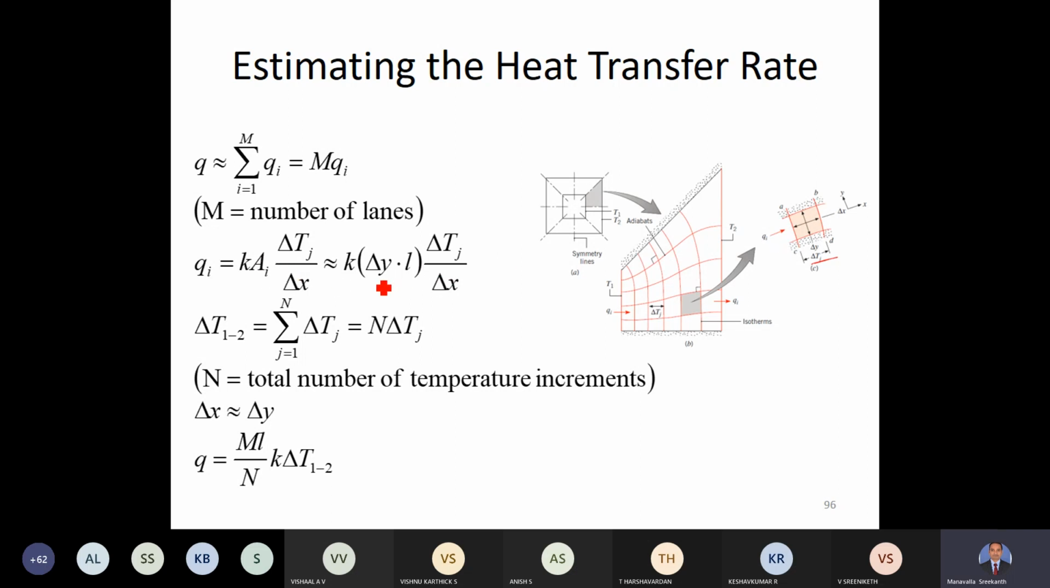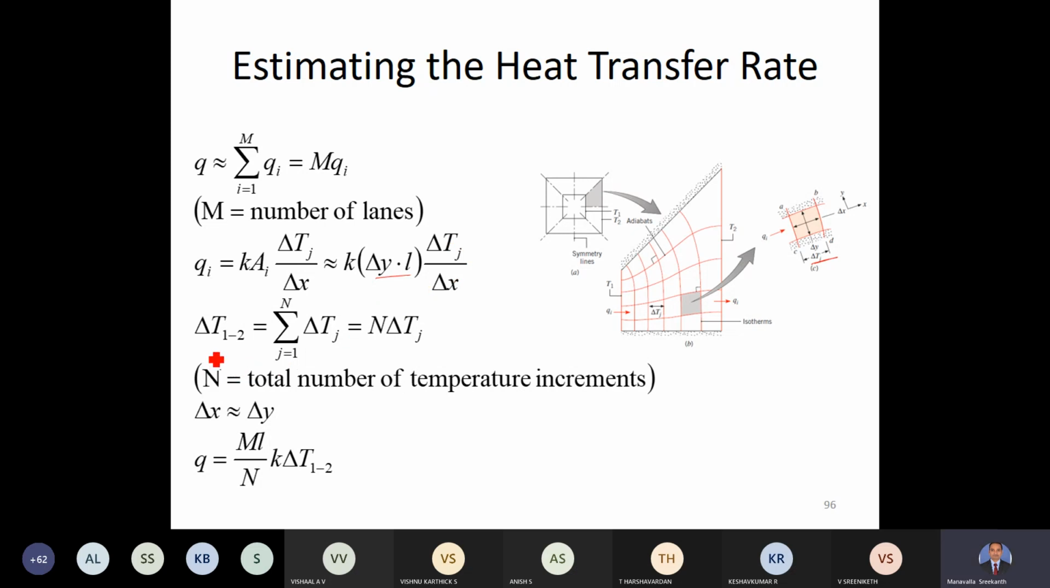Area for heat transfer is delta Y multiplied by L. So this is delta Y. This side is delta Y, which is AC plus BD by 2. So this delta Y multiplied by L, where L is the length of this plate. That length of this plate is into the slide. Delta Y into L multiplied by this term, the thermal gradient.